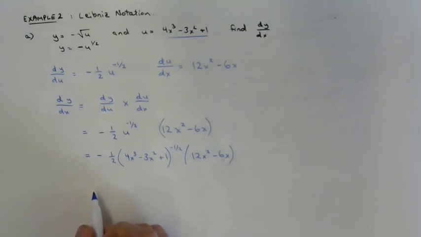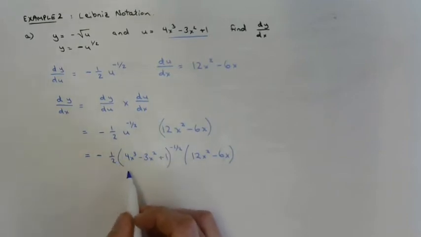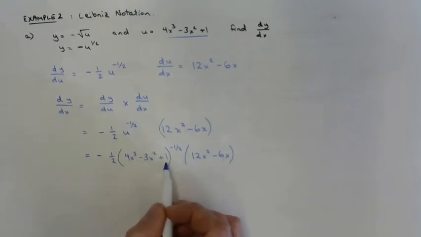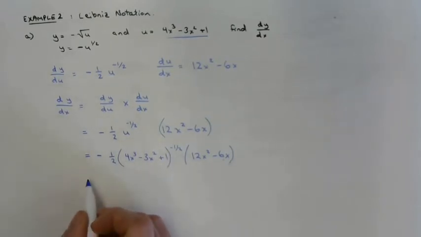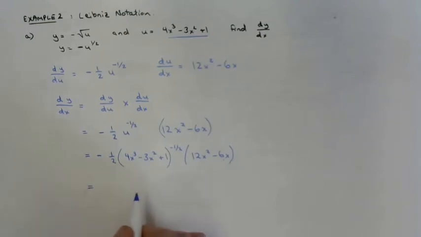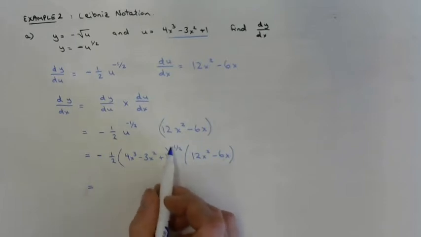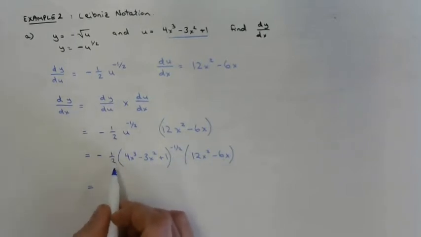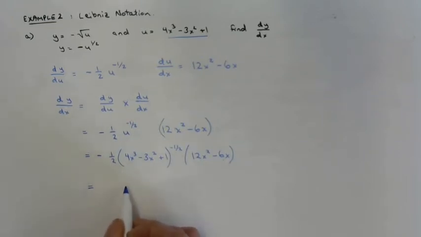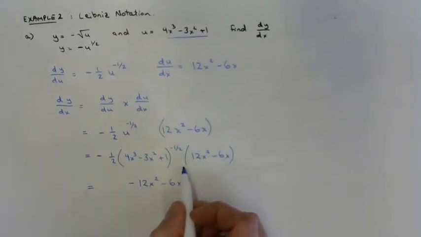And then we're not going to expand this whole thing. We're going to simply take this factor, 4x cubed minus 3x squared plus 1 to the power of negative 1/2, and move it into the denominator and express it as a radical instead of an exponent of 1/2. We're also going to take this 2 into the denominator where it is. So in the numerator, we are left with negative 12x squared minus 6x, which is just this positive factor here.